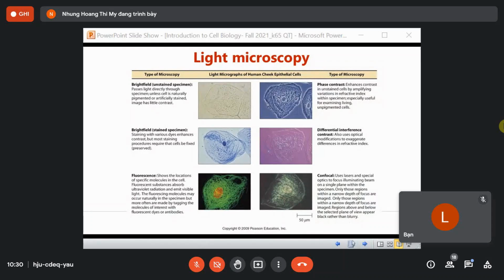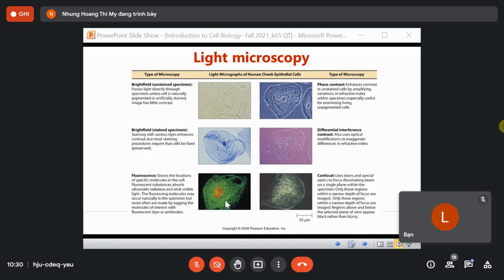For the microscope technique, you also have different types of light microscopy to observe the cell. You can see here that with the different mechanisms used in the light microscope, you can observe different things inside the cell. The cell can be stained or unstained. That means you can use some dye to color specific structures inside the cell, and based on the difference in color, you can recognize different structures inside the cell.